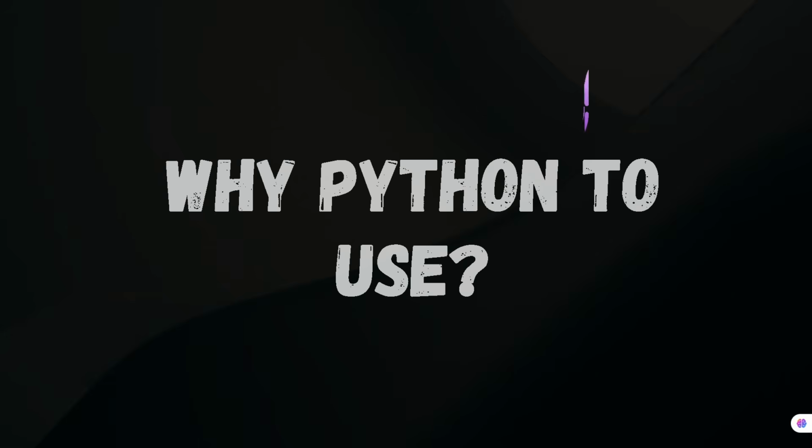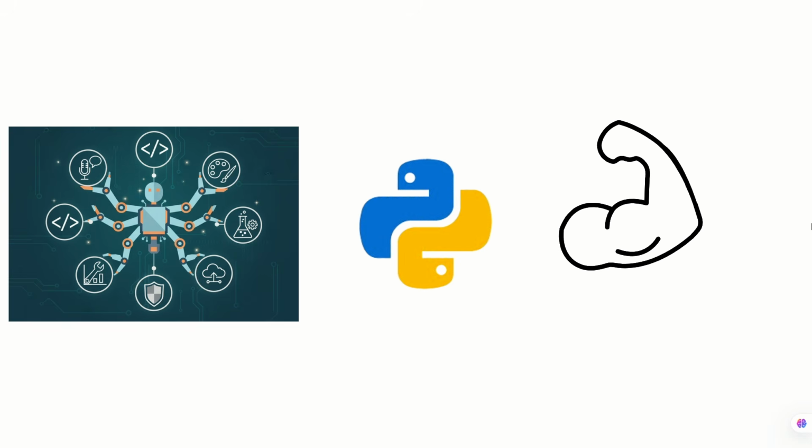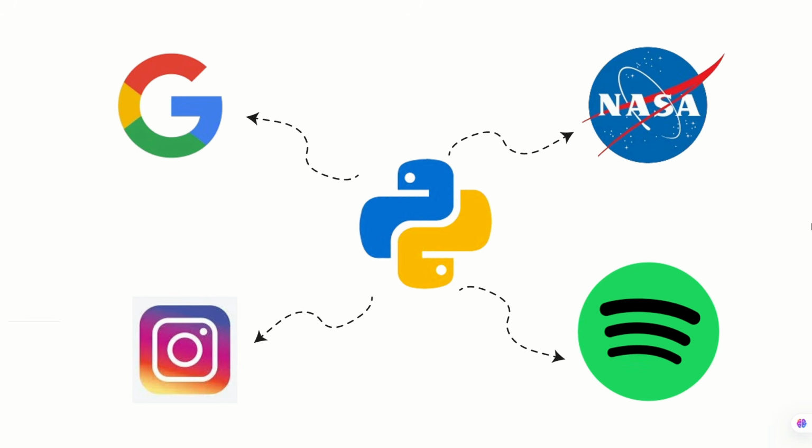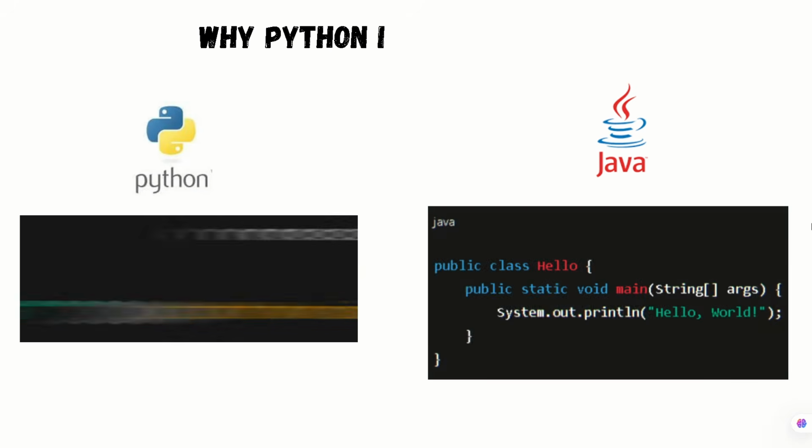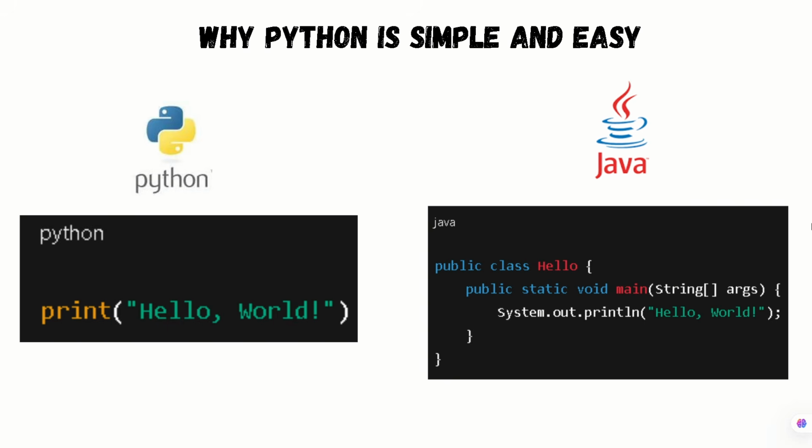So why do developers all over the world love Python? The answer is simple. Python is powerful, versatile, and beginner-friendly. It's one of those rare languages that is both easy to learn and used by top companies across every major industry. Another reason Python is loved by beginners is its simplicity. Python code looks almost like English, which makes it much easier to read and write compared to languages like Java or C++.